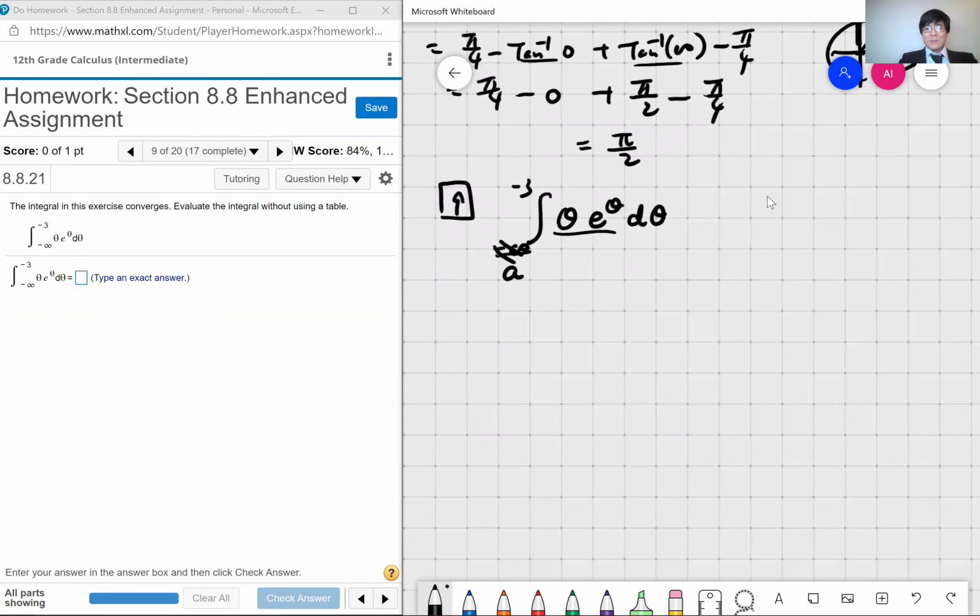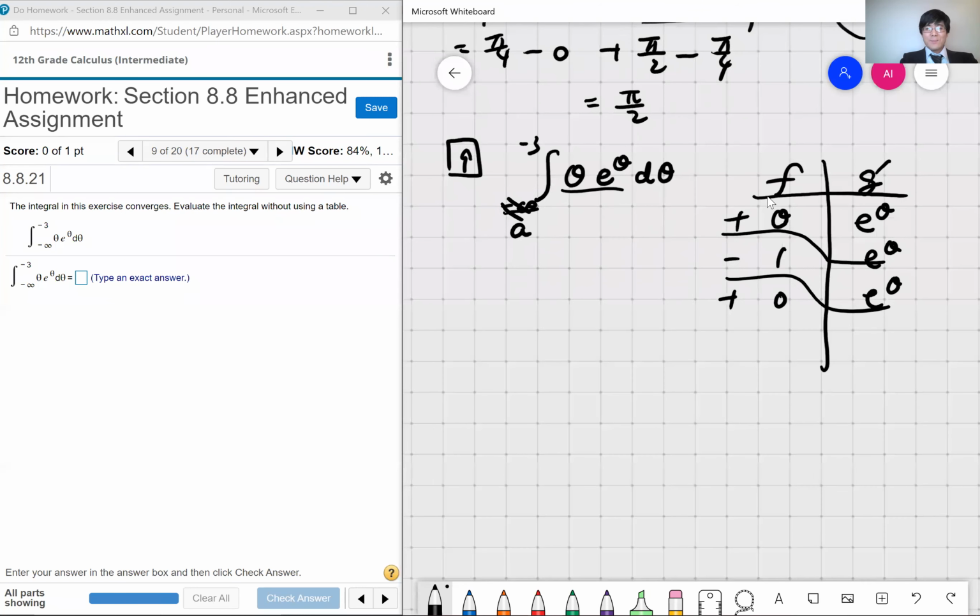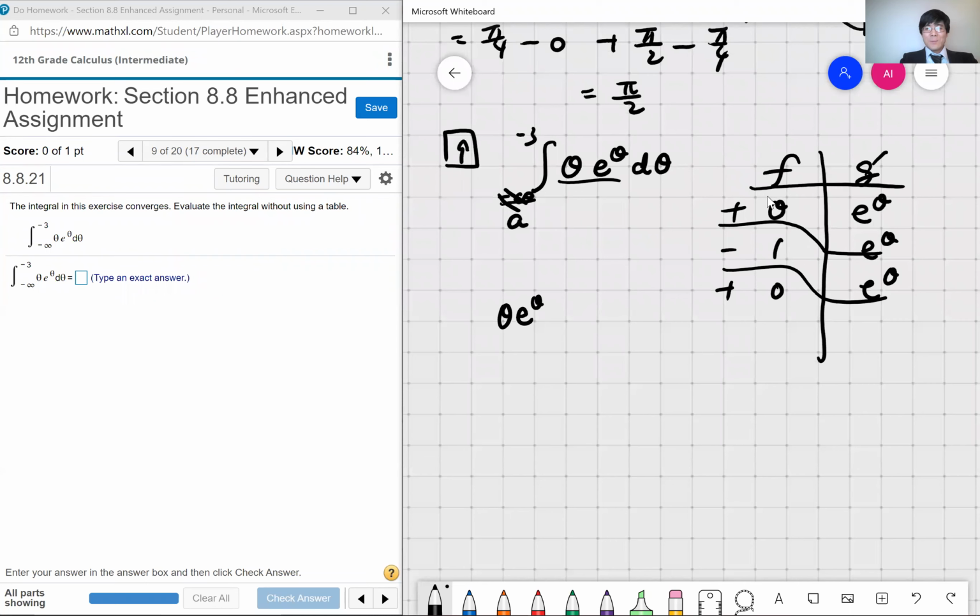This integral is a typical integral using integration by parts. So the exponent on this side and the linear function here, so it's going to be 1, 0, and e to the theta, e to the theta. Using the table, this becomes theta e to the theta minus e to the theta, a through negative 3. And you're going to take a limit later. So that's going to become negative 3 e to the negative 3 minus e to the negative 3 minus a e to the a minus e to the a.